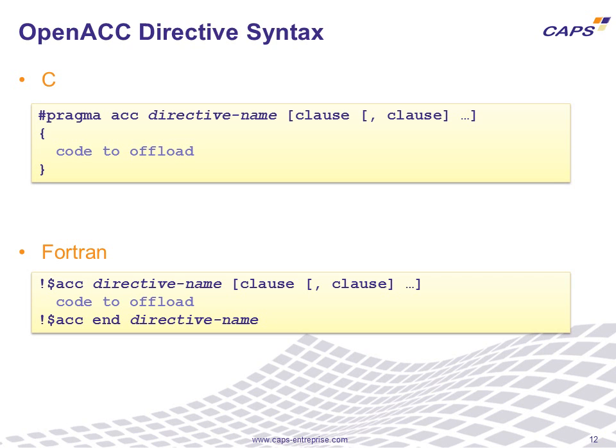How to write OpenACC directives? Use pragmas in C or special comments in Fortran. The remainder of the directive is the same for both languages. In C, directives apply to the immediately following statement, even syntactic blocks. In Fortran, pairs of directives are available to declare code regions.